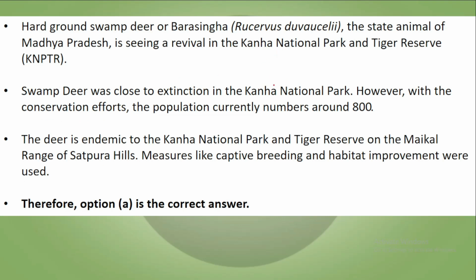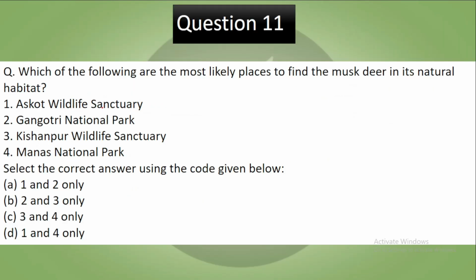So MP, हार्ड ग्राउंड और दिस बारासिंगा, ये स्टेट एनिमल है मध्य प्रदेश का and is also seeing a revival in the कान्हा नेशनल पार्क एंड टाइगर रिजर्व. It was close to extinction. However, by conservation efforts, population currently around 800 है, अब तो ज़्यादा हो गई होगी. So your correct answer is A, Kanha.